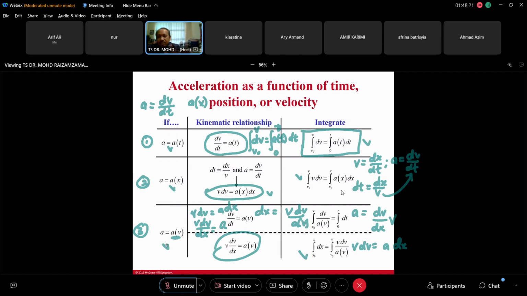Clear on the formulas? Again, Nabila, yes or no? Yes, clear. Okay, good. So you have to know, if A is given as a function of x, it means that you cannot use A equal to dv over dt. You have to find one equation without involving dt. So what is the formula? V dv equal to A dx. Alright, that's the idea, class.